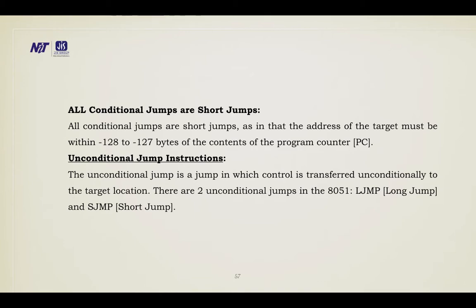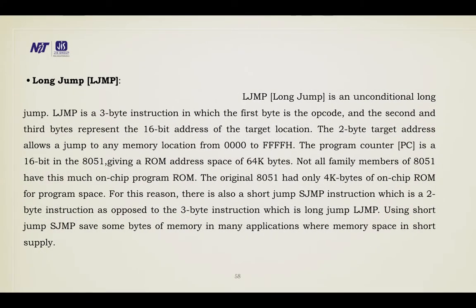Unconditional jump instructions. The unconditional jump is a jump in which control is transferred unconditionally to the target location. There are two unconditional jumps in 8051: LJMP and SJMP. LJMP is long jump, SJMP is short jump. LJMP is an unconditional long jump. LJMP is a 3-byte instruction in which the first byte is the opcode and the second and third bytes represent the 16-bit address of the target location.